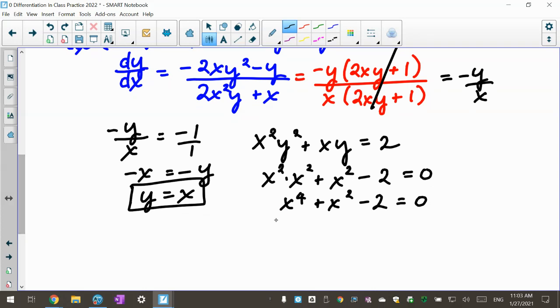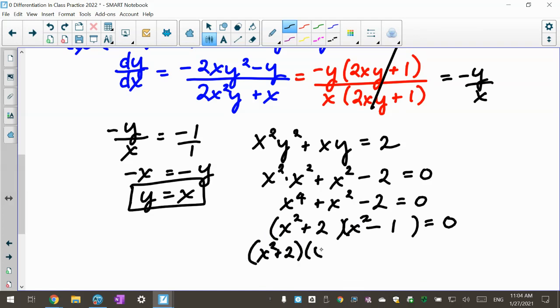So I've got here x to the 4th. So that's x squared and x squared. This is 2, so I'm going to use 2 times 1. In the middle is positive, so it's going to be my larger number by the positive. Okay, and this is x squared. And then I'm going to factor this some more. So I have x squared plus 2 times x plus 1 times x minus 1 equals 0.